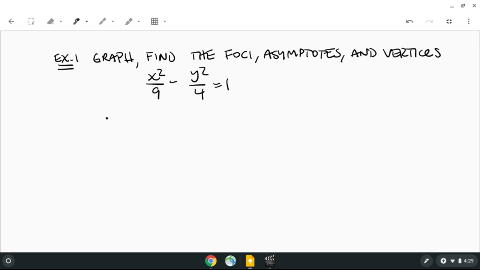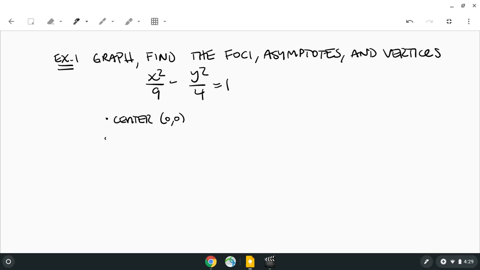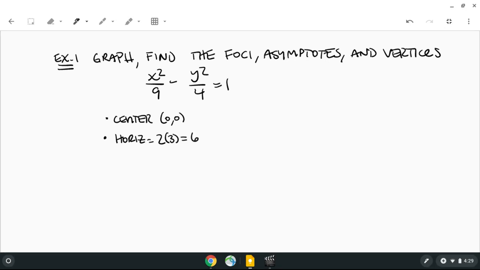Okay, so let's just extract all the information that we just wrote above from this equation. Okay, so we know that the center is at 0, 0. We know that the horizontal axis length is square root of 9, so that's 3 times 2. Okay, so that's 6. Okay, 3 on each side from the center. Okay, and then the vertical axis length is square root of 4, which is 2. So 2 times 2, which is going to be 4. 2 above and 2 below.